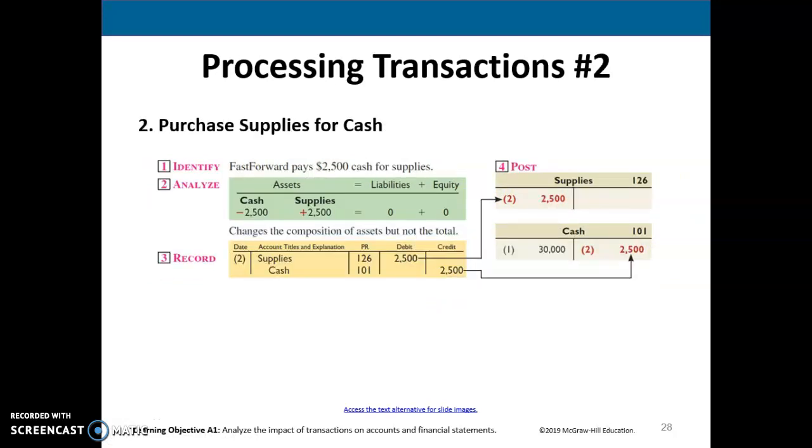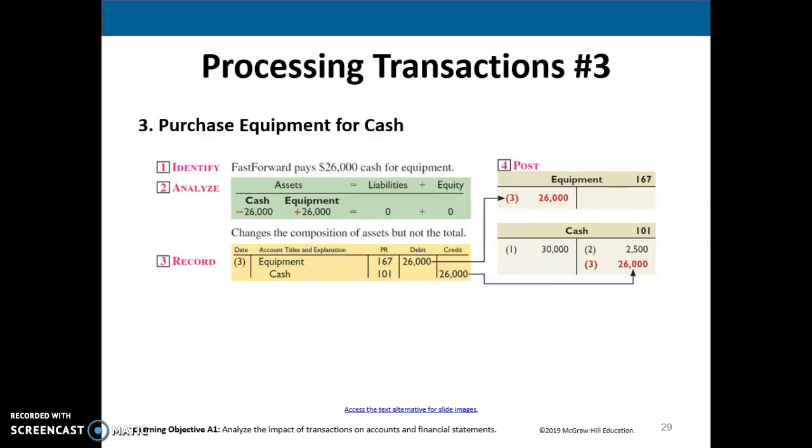The next transaction was to purchase supplies for cash. So our cash went down because we paid cash for supplies. Supplies went up because we got supplies. If we look at that, we have exchanged one asset, cash, for another asset, supplies. So the cash account is going to decrease and the supplies account is going to increase. If we do the general journal entry to record that, we're going to increase the supplies account with a debit and decrease the asset account, cash, with a credit. Then we're going to post those amounts into the appropriate T accounts. So we see here that we posted a debit to supplies on the left side of the T account and a credit to cash on the right side of the T account.